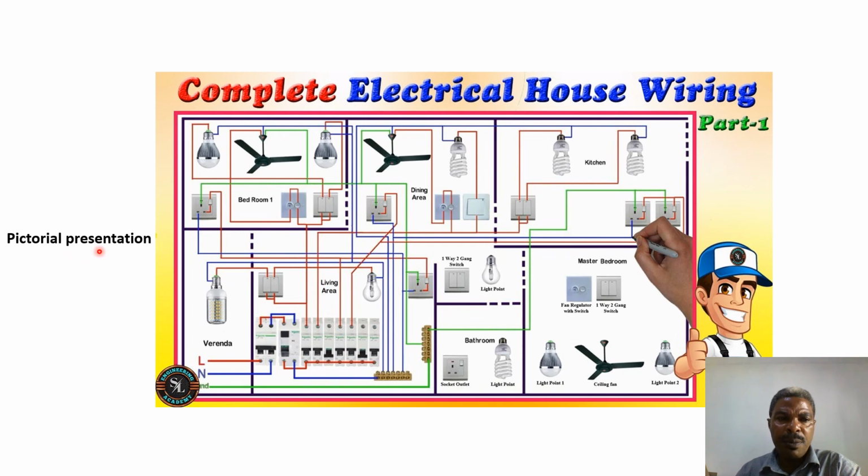Also, pictorial representation can be depicted or displayed in this manner. As you can see, for electrical house wiring, they are clearly seen. Anyone can understand, can grasp the meaning of the wiring. See the fan, the lamp.